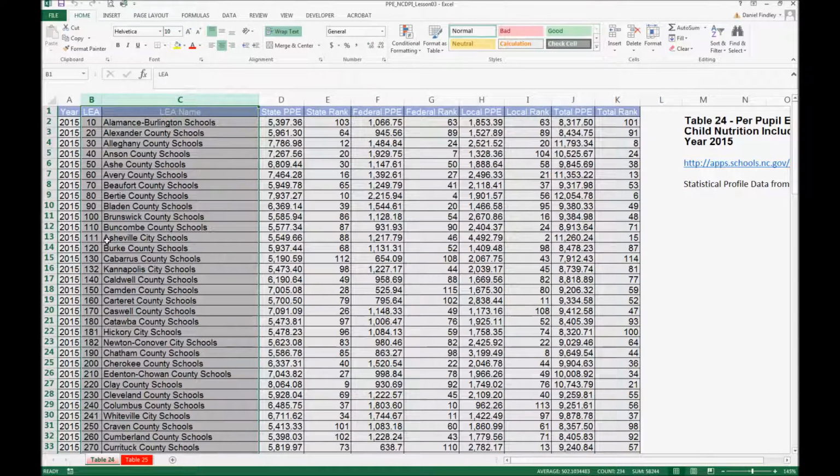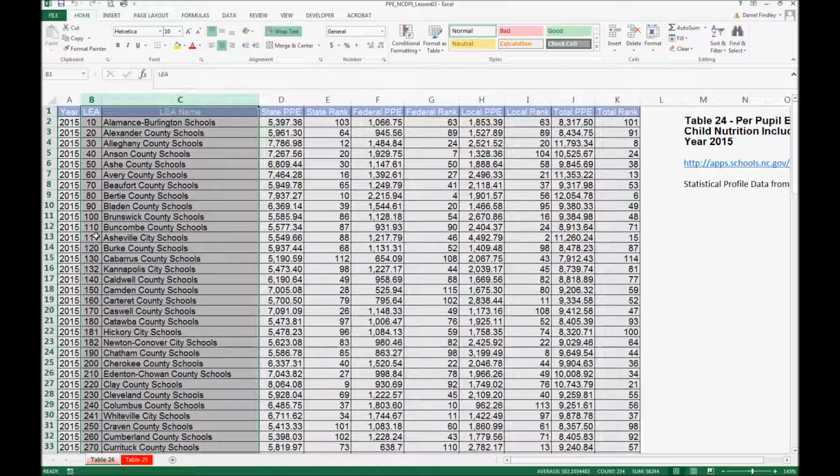These are our LEA, the local education agency. So column B represents a number associated with each LEA, and column C is the name of that LEA. And these are all just given in alphabetical order. So we start with Alamance Burlington Schools as LEA number 10.